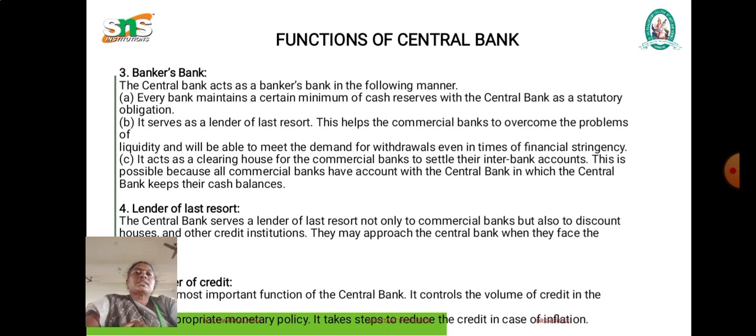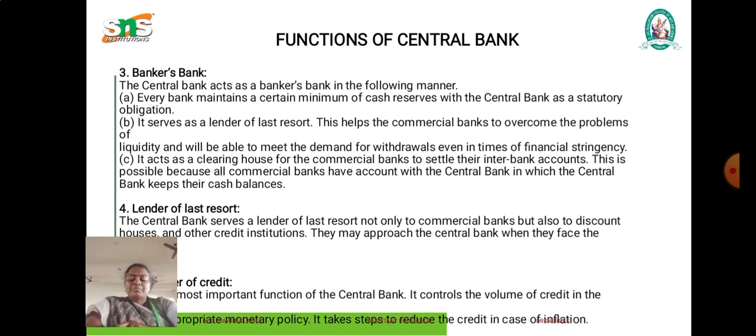It acts as a clearing house for the commercial banks to settle their interbank accounts. This is possible because all commercial banks have accounts with the central bank, in which the central bank keeps their cash balances. Lender of last resort. The central bank serves as a lender of last resort not only to commercial banks but also to the discount houses and other credit institutions. They may approach the central bank when they face problems.